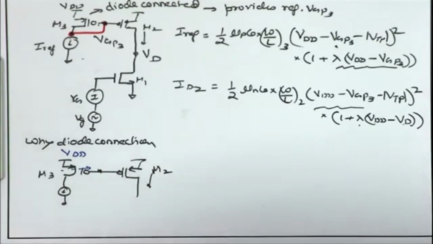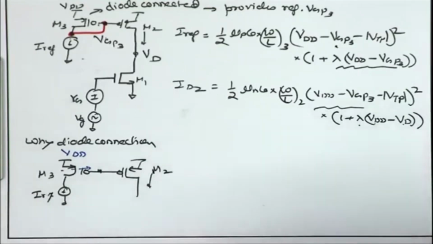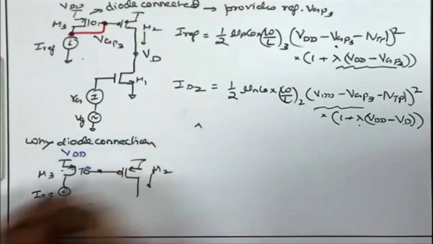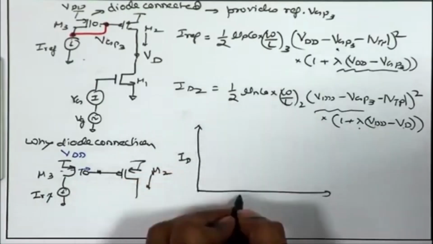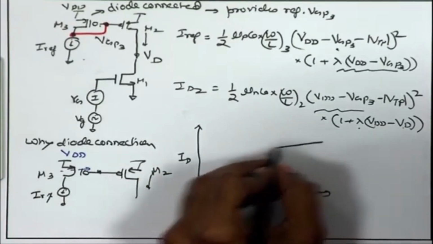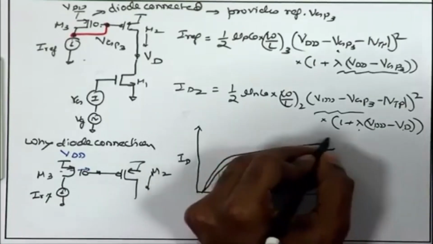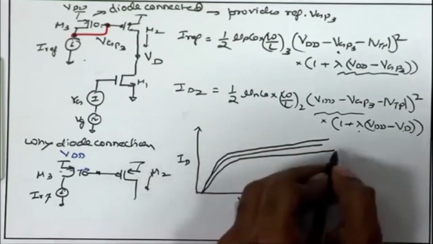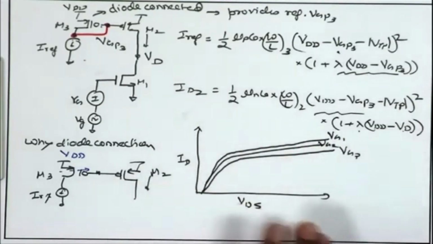And therefore, if we are ensuring that this is an ideal current source, a very good reference, IREF is a good reference and is remaining constant. So, what do we expect from the characteristics of M3? If I draw ID versus VDS of M3, these are different curves for VG1, VG2, VG3. This is how the ID-VDS characteristics of a MOSFET look.